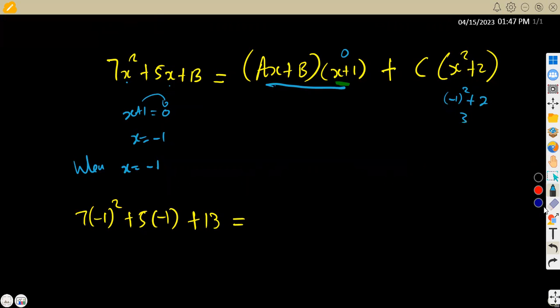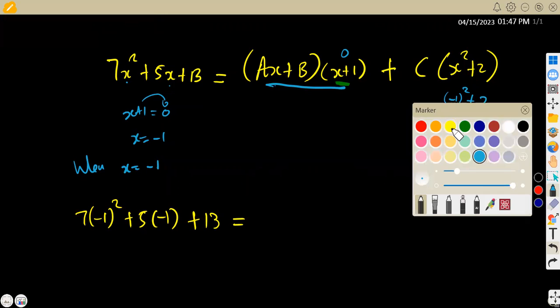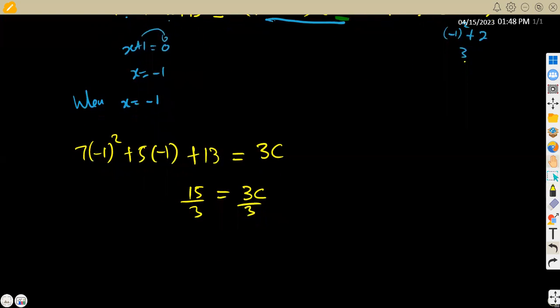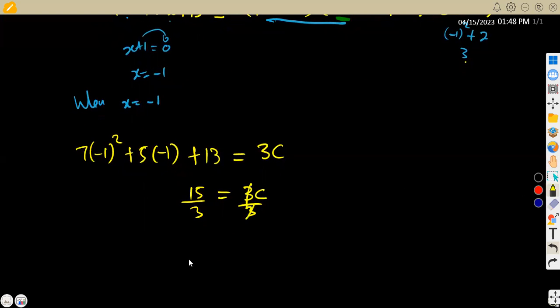So we are going to obtain 3c in this case. This whole part is going to give us 3 times c, which is 3c. Simplifying our left-hand side, we are going to obtain 15. So 15 is equivalent to 3c. Divide by 3, and we have got the value for c. So what is the value for c? c is equivalent to 5.